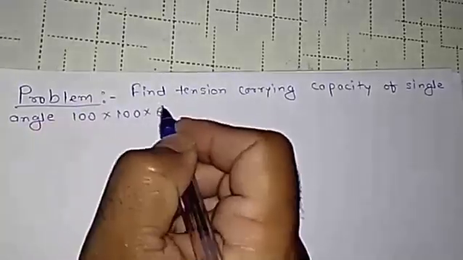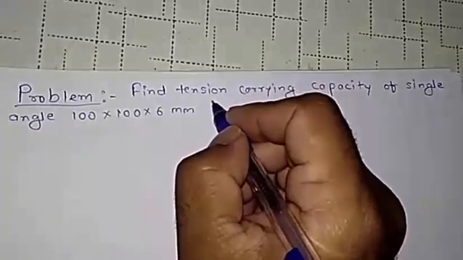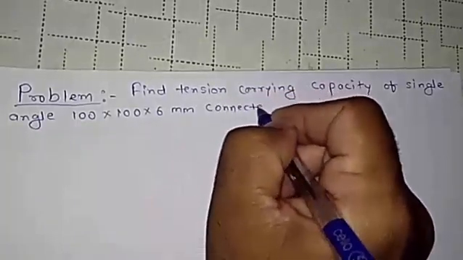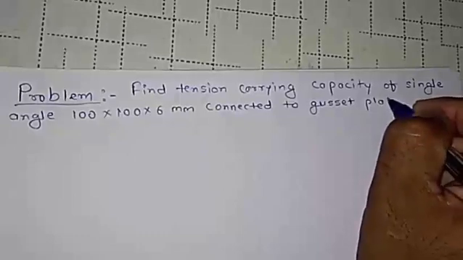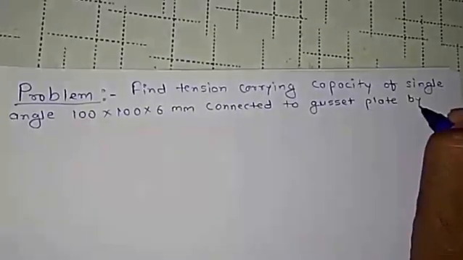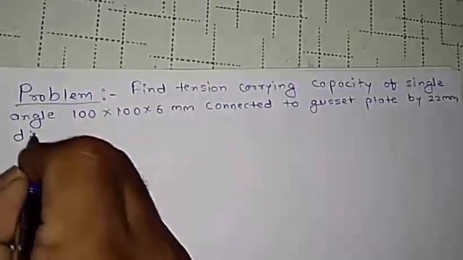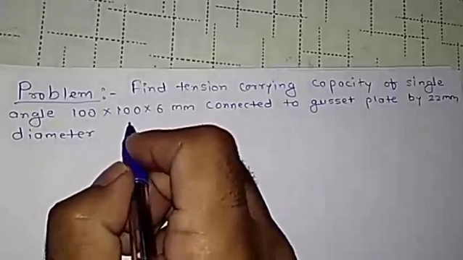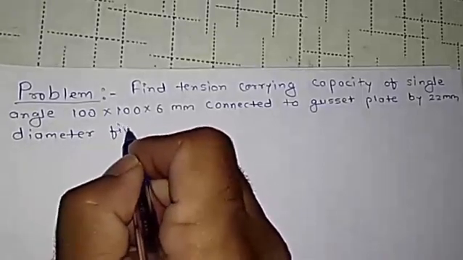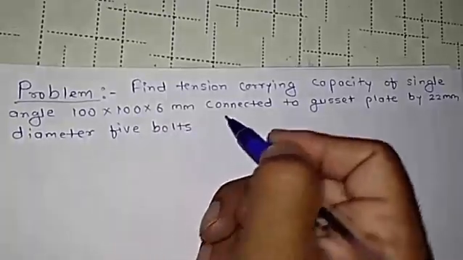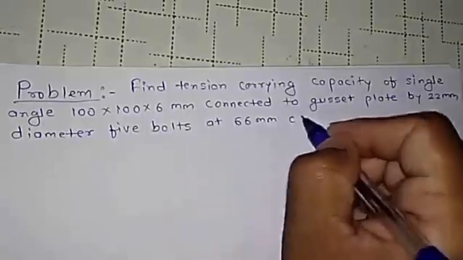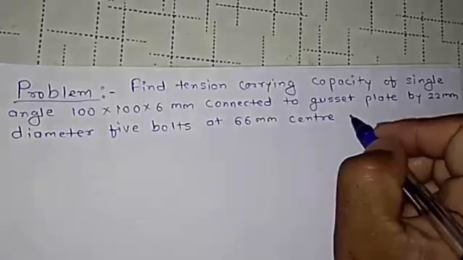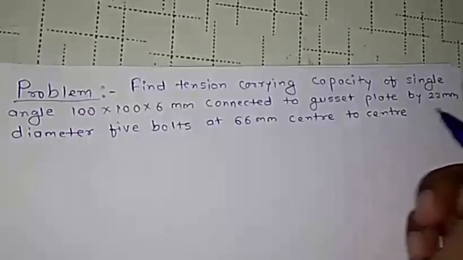100 by 100 by 6 mm connected to gusset plate by 22 mm diameter, five bolts at 66 mm center to center in one line.